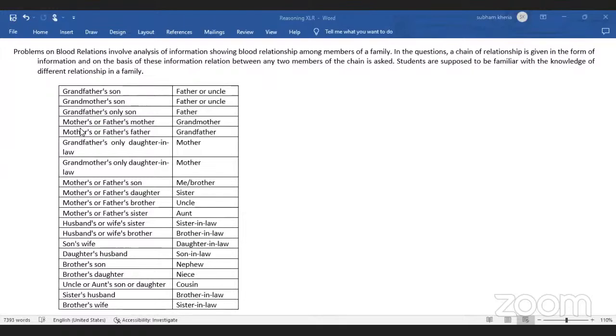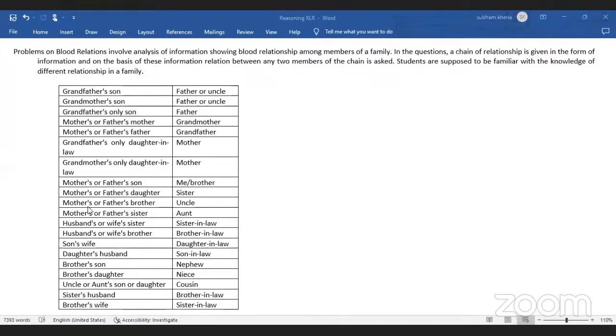अच्छा, grandfather's only daughter-in-law. Only daughter-in-law का क्या मतलब है? That means he will have only one son and one daughter-in-law. Daughter-in-law मतलब बहू. That means your mother. ठीक है? Same for grandmother. Grandmother's only daughter-in-law. Daughter-in-law मतलब बहू. Daughter मतलब बेटी. Daughter-in-law means बहू. Okay?